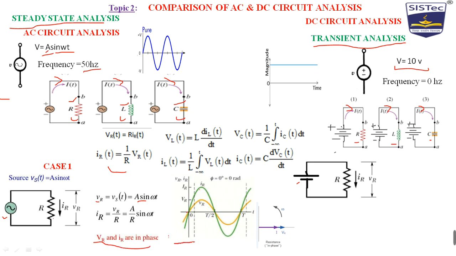That means if there is a current in this direction, then the voltage will be also in this direction. All right. That means always there will be a consumption of active power. Now, when I am talking about DC, suppose this volt is a DC.